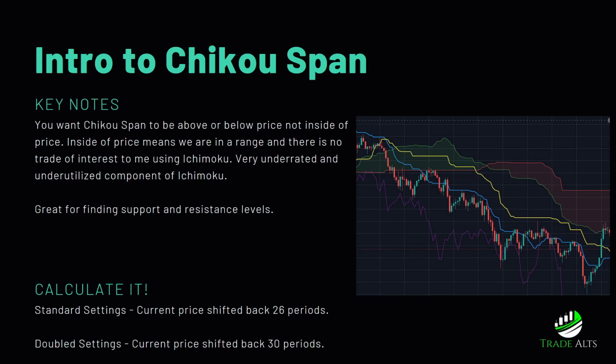I will say the Chikou span itself is so underrated and really underutilized when it comes to Ichimoku. I really don't see very many people who use Ichimoku talking about the Chikou span, and I think it's pretty important. It's phenomenal for finding support and resistance levels. When you're first starting out trading and learning about support and resistance with the Ichimoku Cloud, you really can just look for where the Chikou span is and where you get a lot of touches, which I'll show you again.